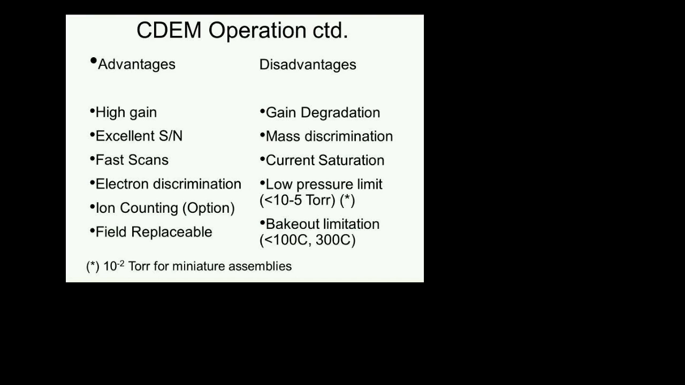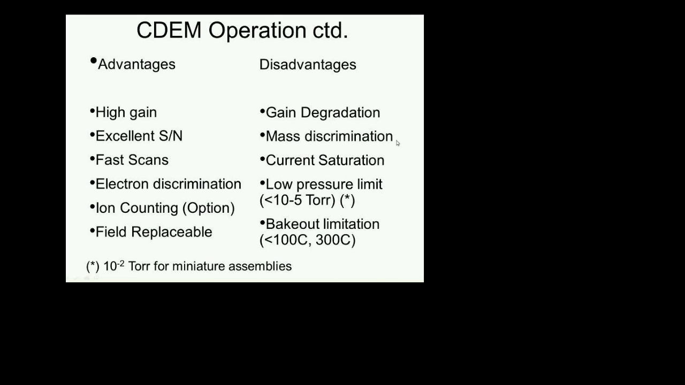So when it comes time to buy an RGA, you've got to decide between electromultiplier or no electromultiplier. Here are the advantages and disadvantages. Of course, among the advantages is high gain, which gives you faster scans and better signal-to-noise ratio. Electron discrimination, which means any electrons coming from the source you will be blind to. They give you the option of doing ion counting. And of course, they are field replaceable, which means you can replace them anytime you want because they are consumable. But they have some disadvantages: their gain degrades over time, so you're going to have to calibrate their gain routinely. And most software packages will give you the option of doing that.